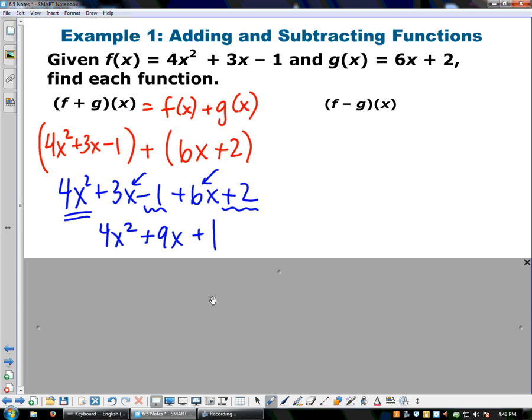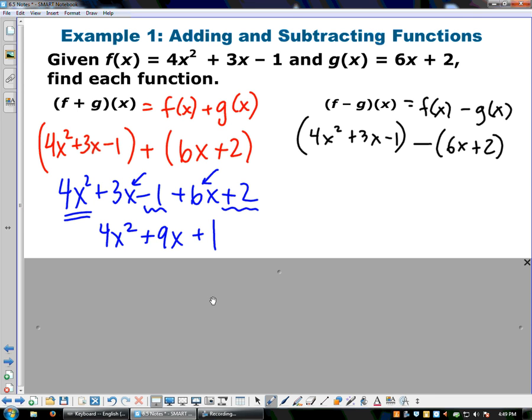Okay, and if we take those same two functions and we do subtraction with them, we can say this is really saying f of x minus g of x. And so we want to take f of x, which is 4x squared plus 3x minus 1, and we're going to subtract from that the g function, which is 6x plus 2. And in this case, you could think of this as like a -1 out here, and then we want to distribute that -1. So we really have 4x squared plus 3x minus 1 minus 6x minus 2. Don't forget to distribute that -1.